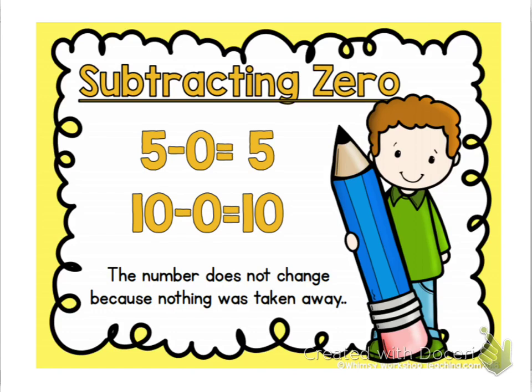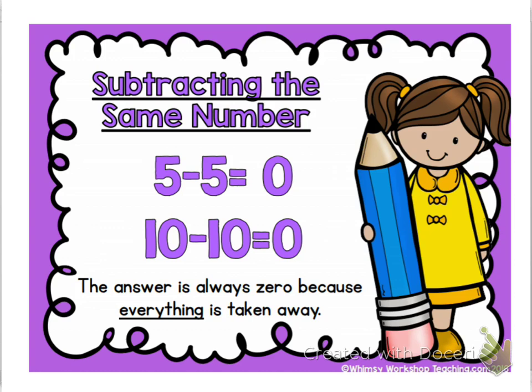The first one is whenever we're subtracting 0. So whenever you're subtracting 0, the number does not change because nothing is taken away. So as you see here, 5 minus 0 is still 5 because nothing was taken away from that 5. And also 10 minus 0 is also just 10. And then subtracting the same number. Whenever you're subtracting the same number, the answer will always be 0 because everything is taken away.